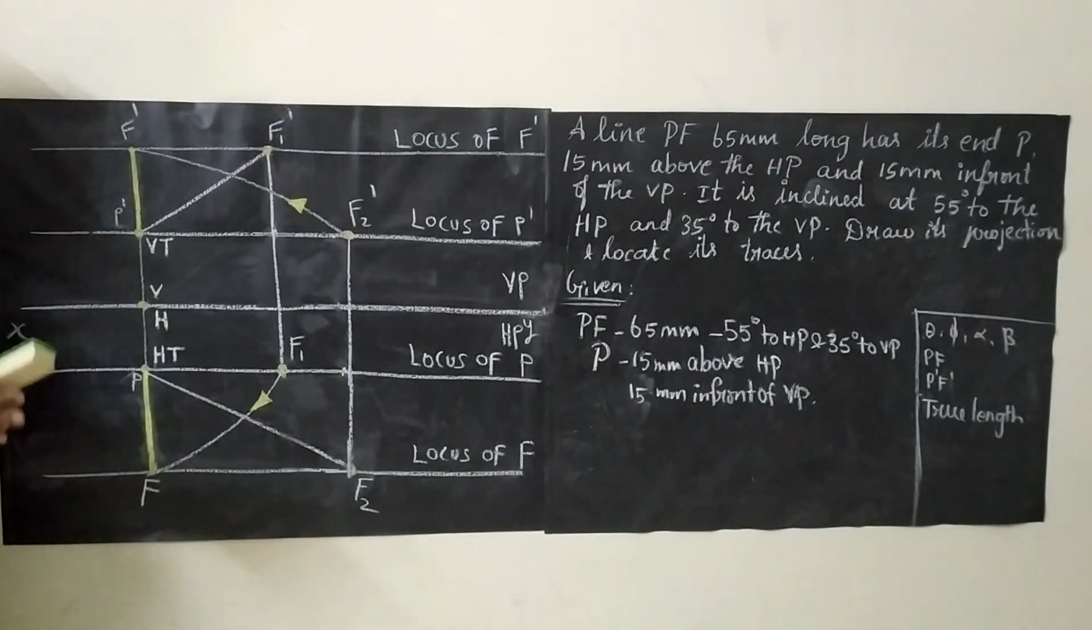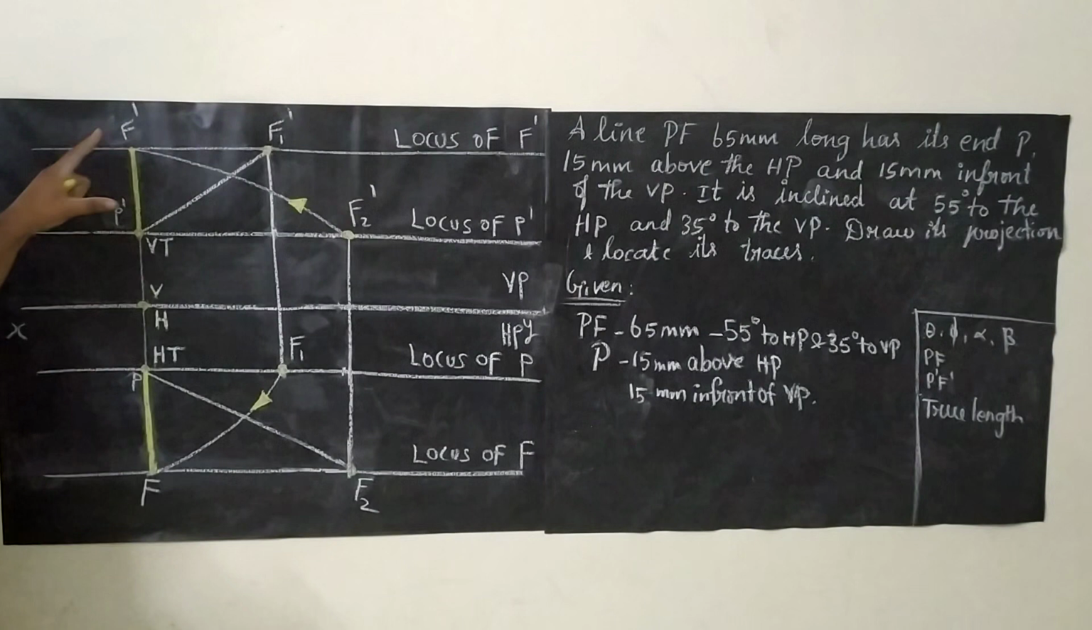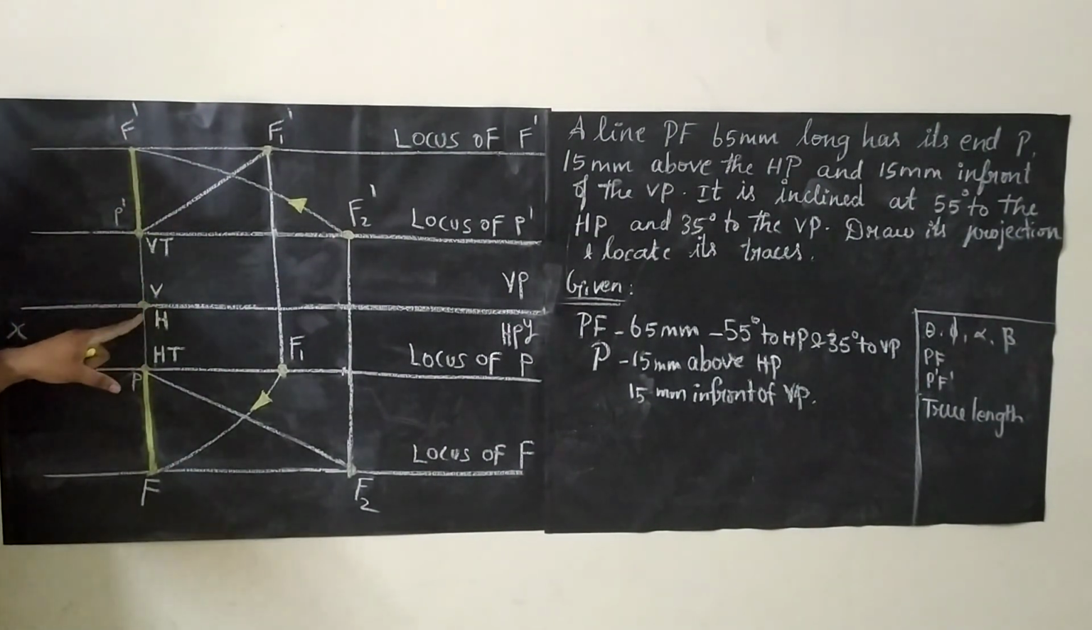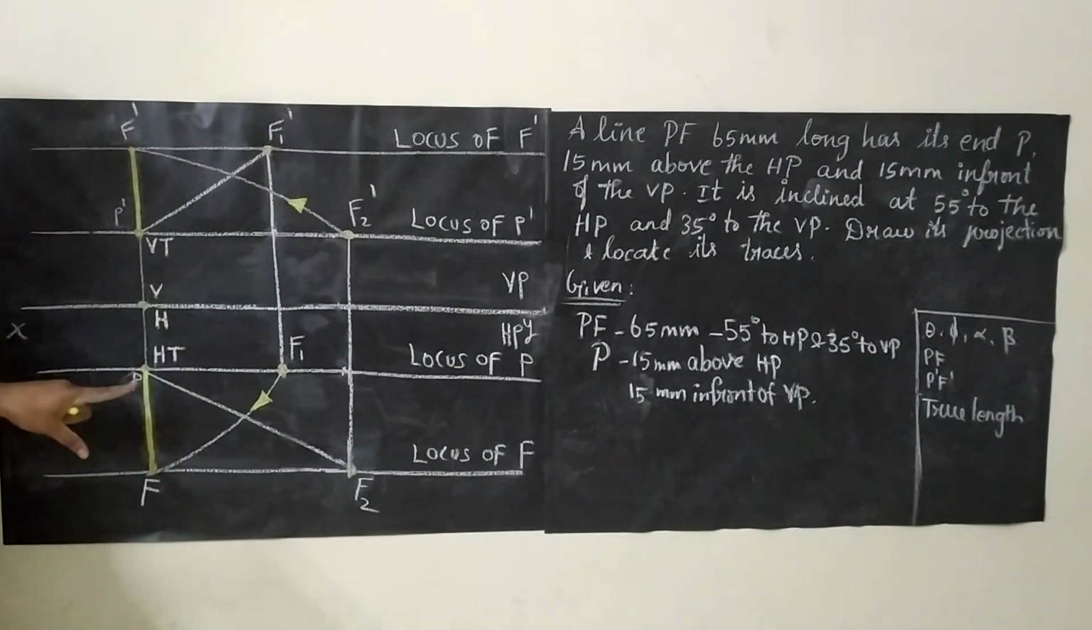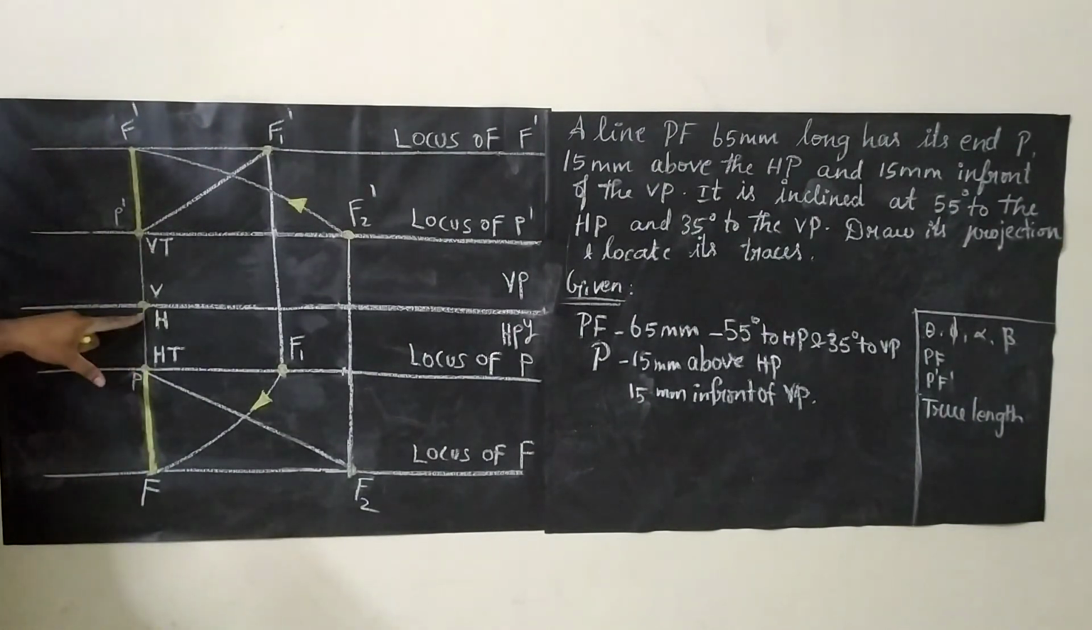Now we are going to do the traces. First step is you will be extending your front view. Extend the front view, that is P dash F dash, till it touches the reference line. Extend this line P dash F dash. This line will be touching the reference line, and that point is called as H. Second step is extend your top view. Extend PF vertically in such a way that it will be touching the reference line at one point. Both will be meeting at the same point. So this point can be named as V.